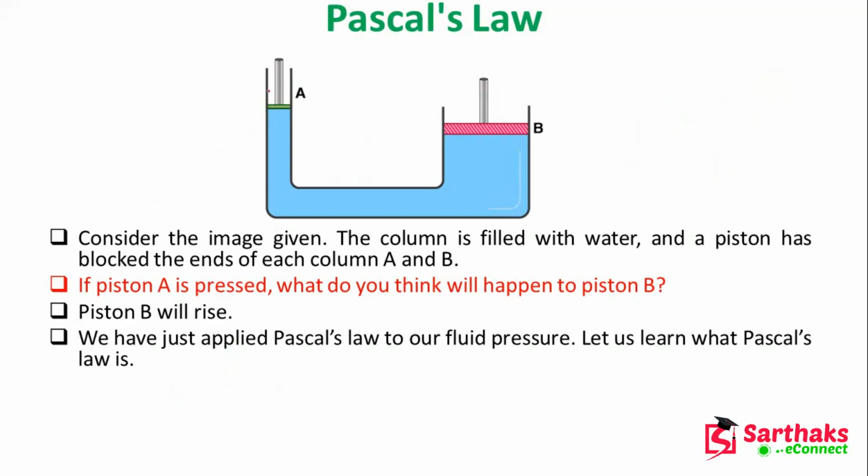Here you can see this image. There is a piston here, piston A, and this one is piston B. In this arrangement, we have a liquid, or water, here. The column is filled with water. Now, if I give some force in this direction, that means piston A is pressed.